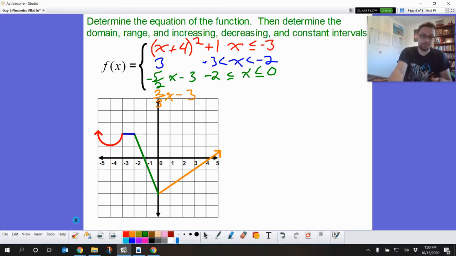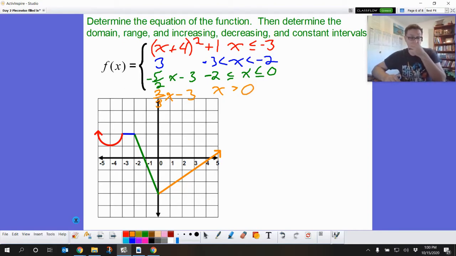Doesn't really matter. Finally, we've got all the positive x values, all the values that are bigger than 0. So we'll make that one a not equal to. So we want x to be greater than 0. Now we've got all our intervals to go along with our equations. We still have to identify our domain and our range.